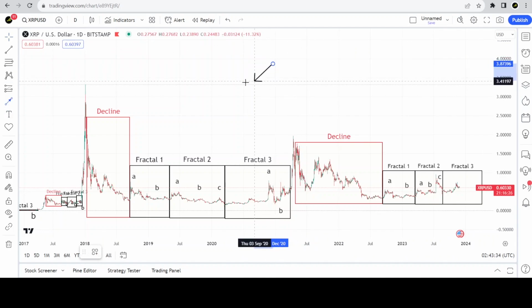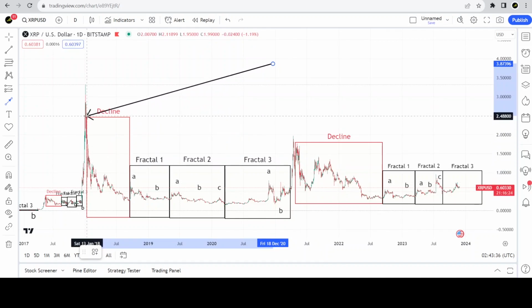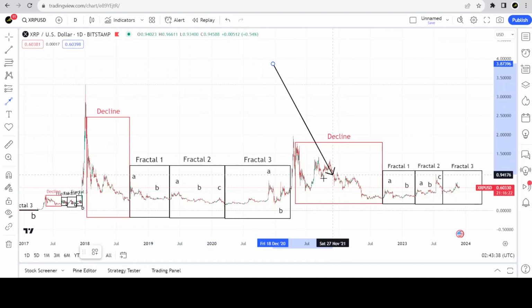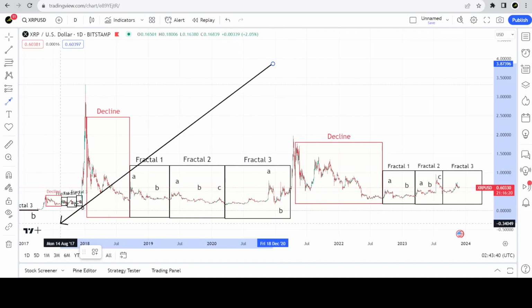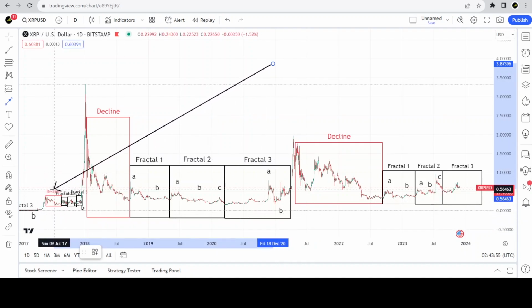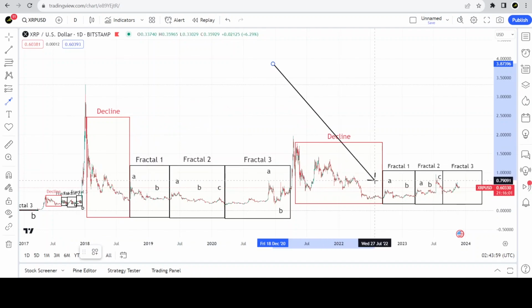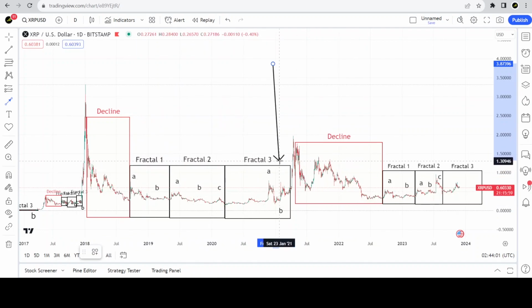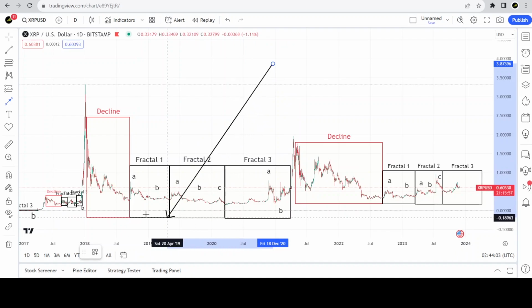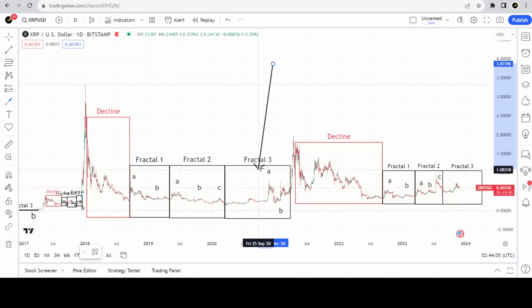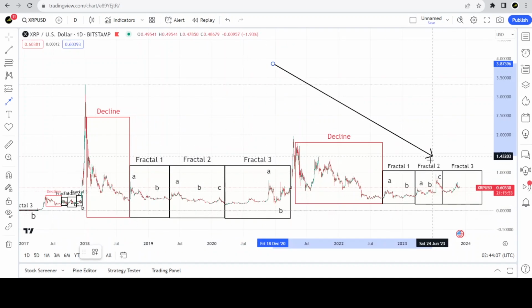Just real quick, XRP has its bull runs. We see that here. We see another bull run over here. We see another one over here. It also has its declines here. We see one here. We see one here. And in between the decline and the next bull run is this sideways range-bound time. We see that over here, and we are currently working through it over here.